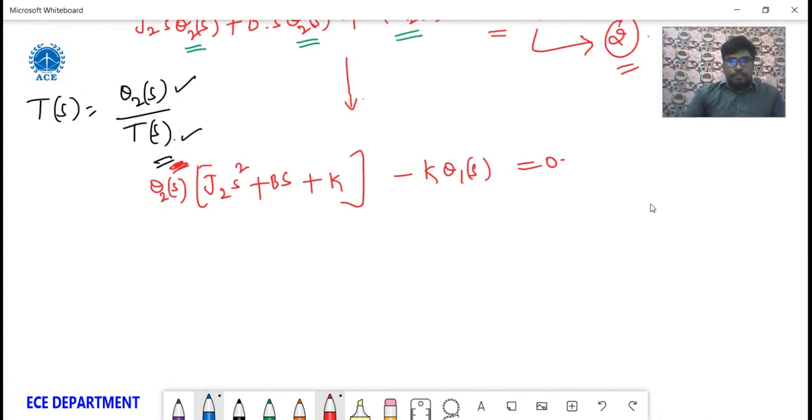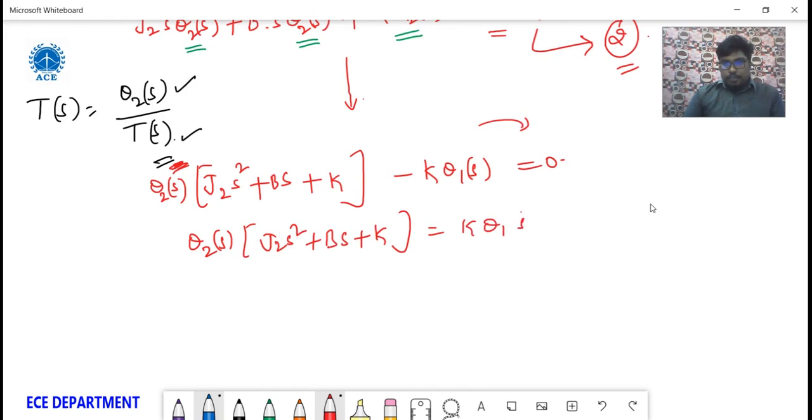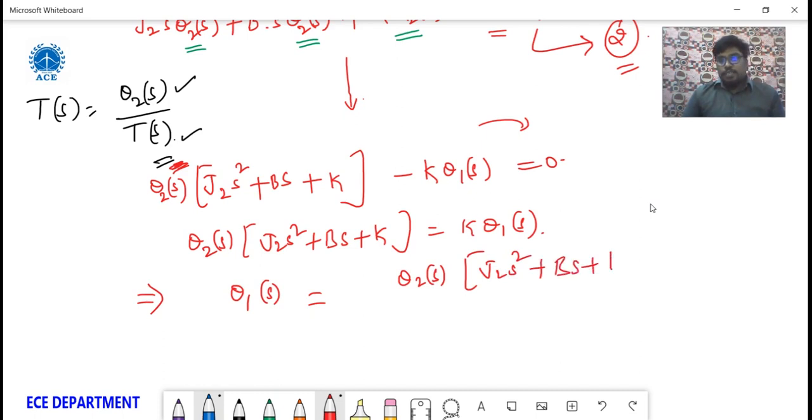Still minimizing this one: theta 2 of s into (J2 s square plus bs plus k) is equal to, taking this side, k theta 1 of s. Now this can be written simply as theta 1 of s is equal to theta 2 of s into (J2 s square plus bs plus k) divided by k. Consider this as equation 3.